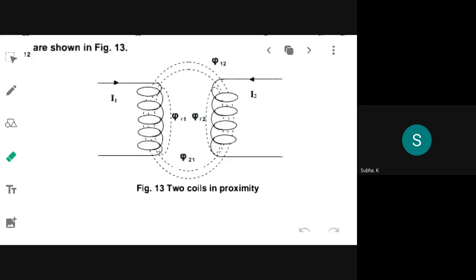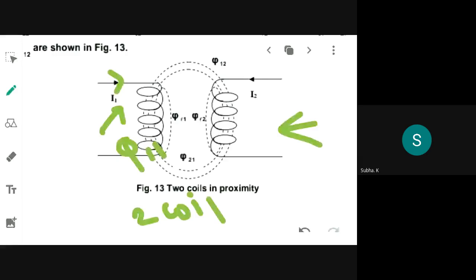True. So the setup shows a two-coil arrangement: primary coil and secondary coil. In the primary coil you have a current flow I1, because of which a flux will be set up. Let that flux be phi 11. It will not be linking with only the primary coil. As you can see, this flux links with the primary coil partially, but most of the flux is also linking with what? The secondary coil.